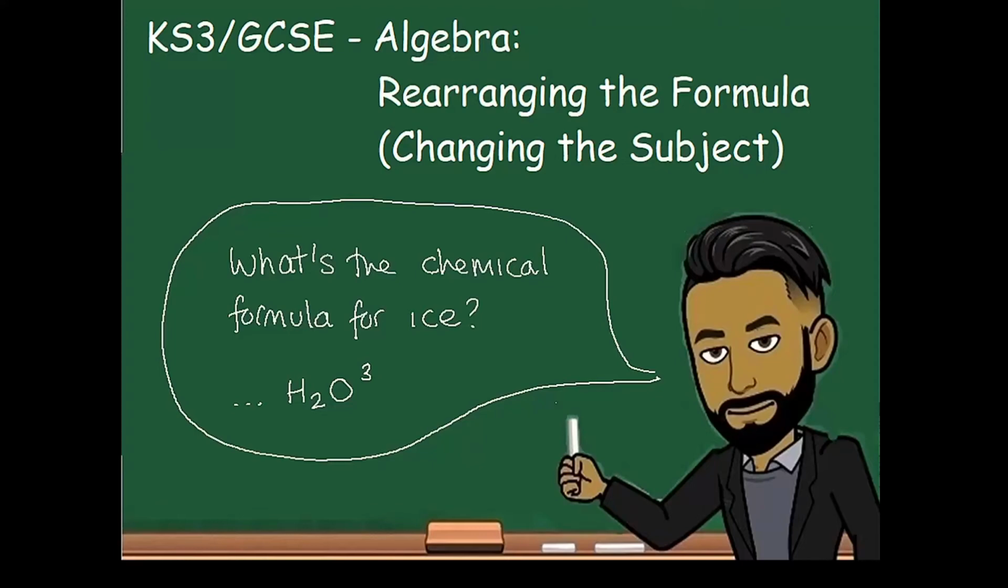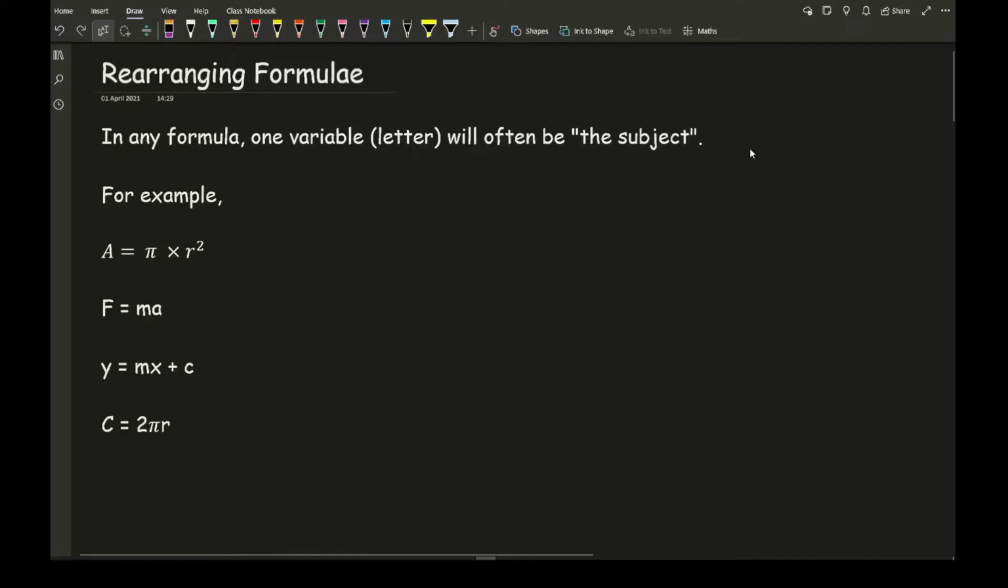In this latest video looking at algebra, we're focusing on how to rearrange the formula, also known as changing the subject of a formula. Now in any formula, one variable or letter will often be the subject. So for example, in this first formula, we've got A equals pi r squared, which is more commonly known as the area of a circle. Now in this particular formula, A is the subject.